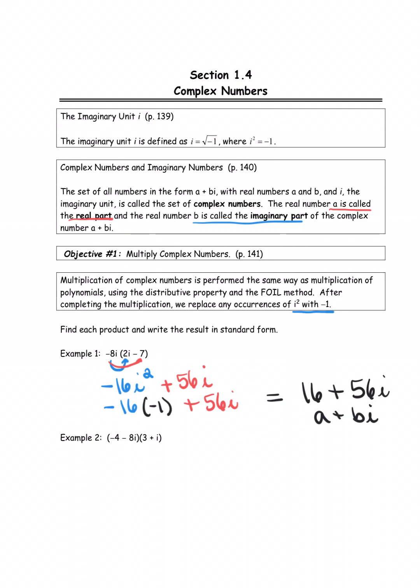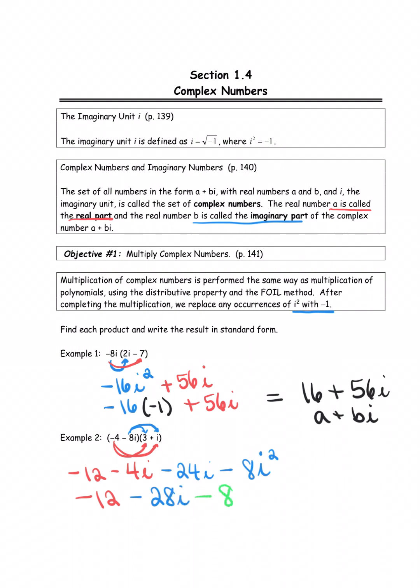Example 2, we're distributing. -4 times 3, we're multiplying, is -12. -4 times i is -4i. -8i times 3 is -24i. And -8i times positive i is -8i squared. So combining here, we have -12 minus 4i minus 24i is -28i. Then we have minus 8i squared is -1.